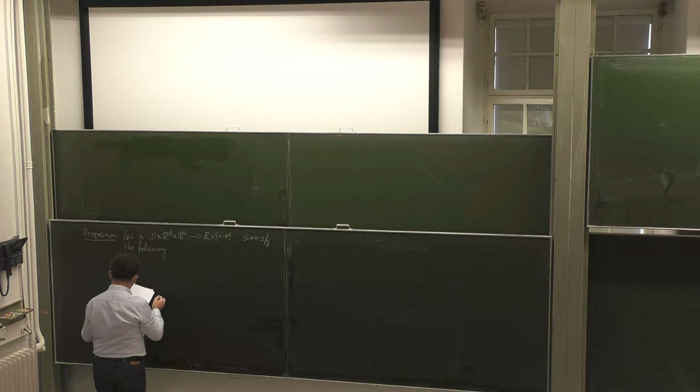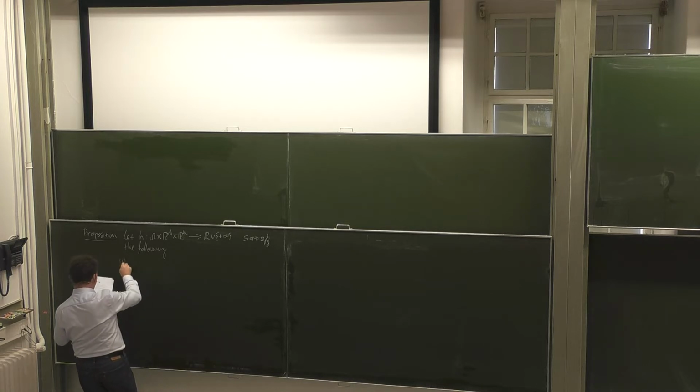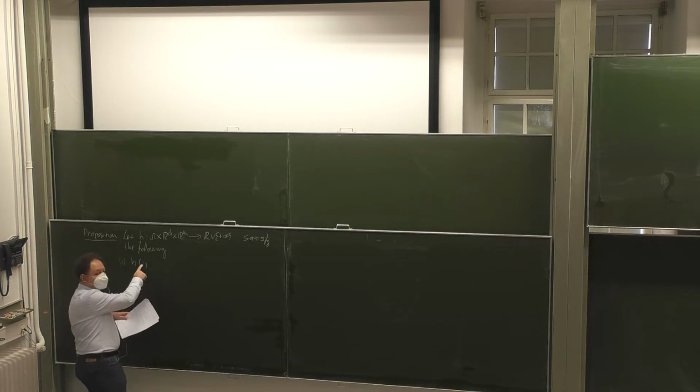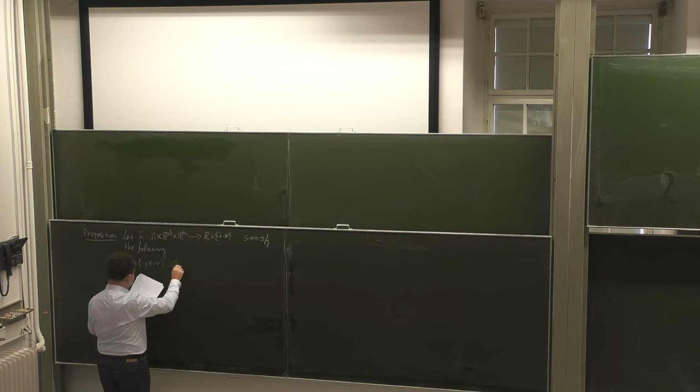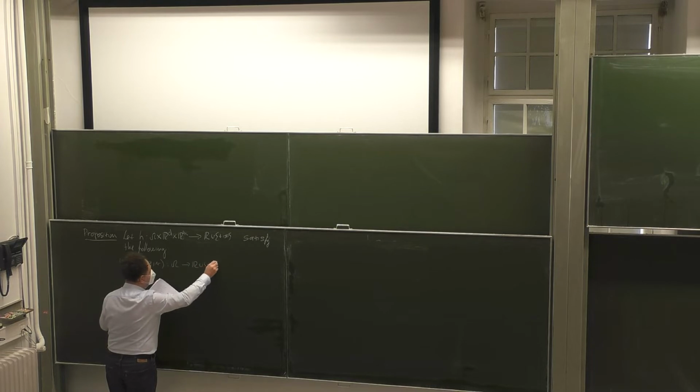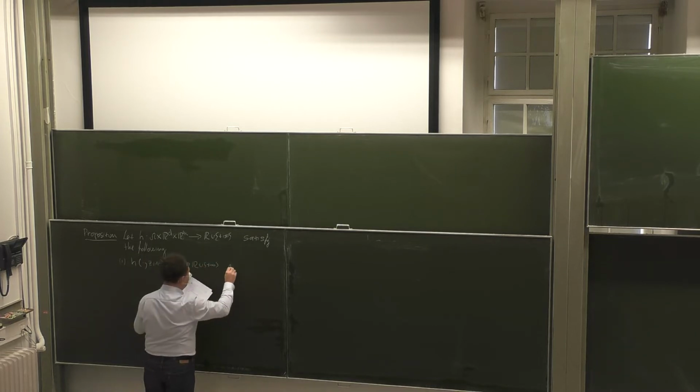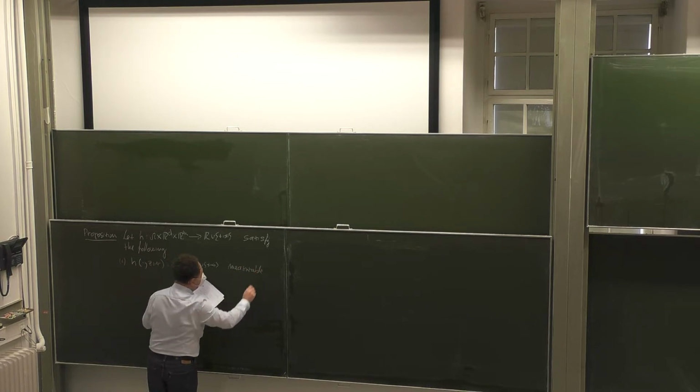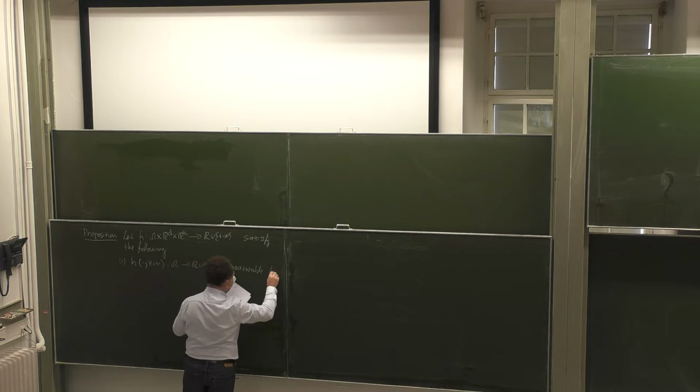So one is that H, if you look at it as a function of one variable, so you put x, z, and v, then this is a function from omega to R, and this is supposed to be measurable for all z and v.